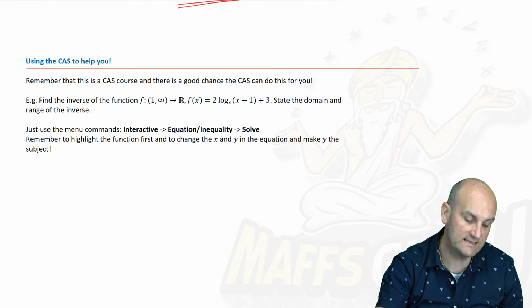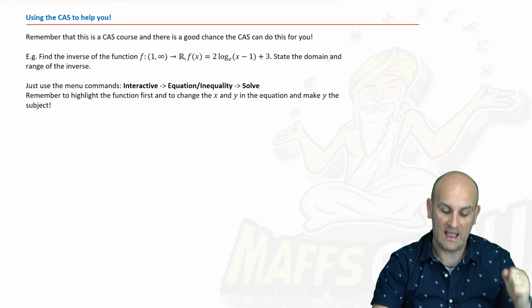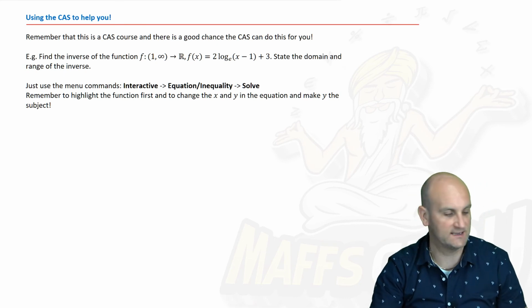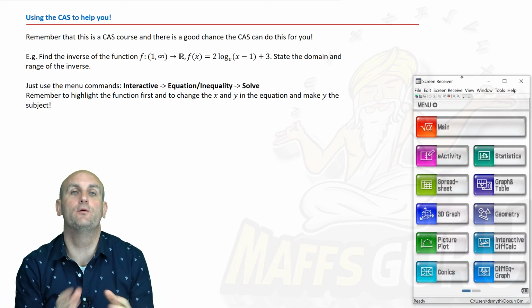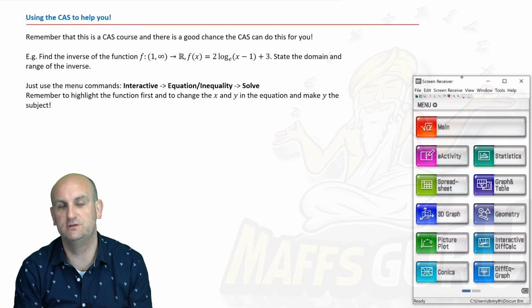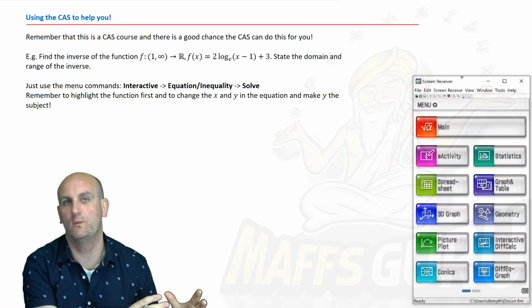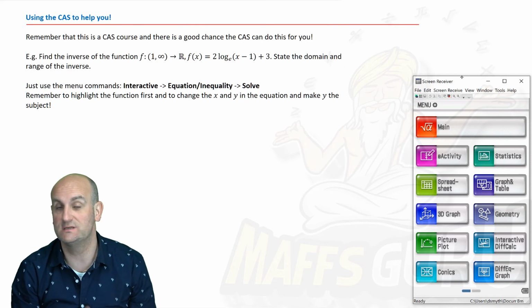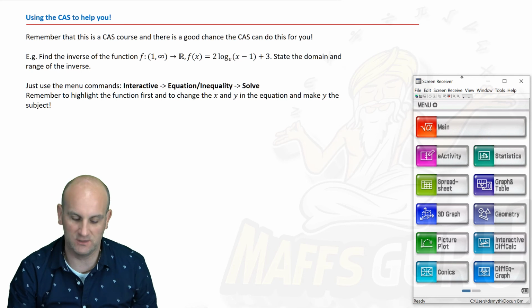Now, the great thing is, as I say here, we can use your CAS to help you do this. How? Well, let's fire up the CAS and have a look. Now, knowing when to use your CAS obviously is the most important thing here. In methods, you are allowed to use it for multiple choice and extended response, and they are all in one paper. The other paper you won't be able to do.